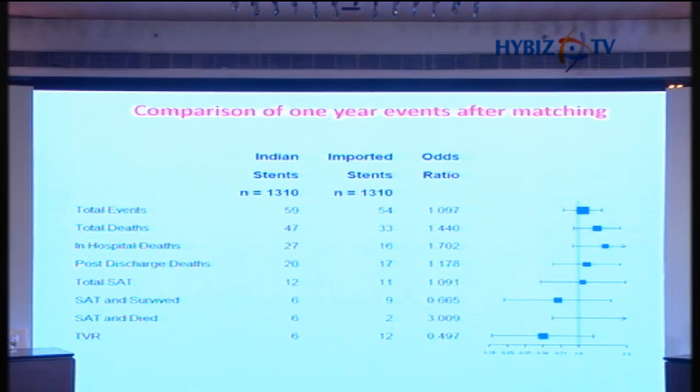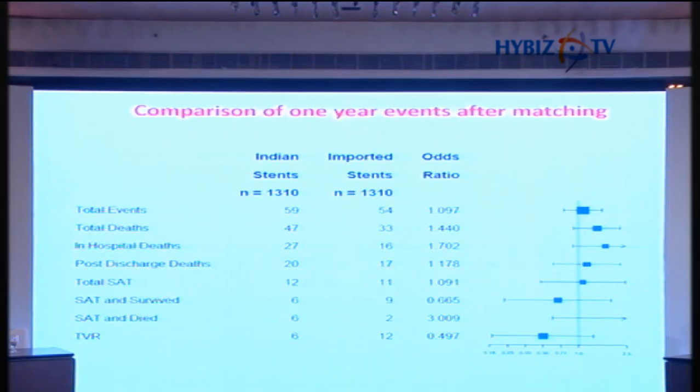You can see the Indian stents and imported stents. The odds ratio is always, the confidence intervals are always crossing 1, the median 1. That means there is no statistically significant difference between either the Indian or imported stents in any of the events, including total deaths, in-hospital deaths, or target vessel revascularization or SAT.